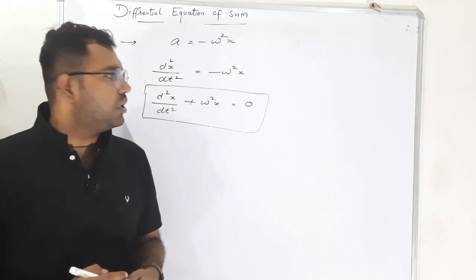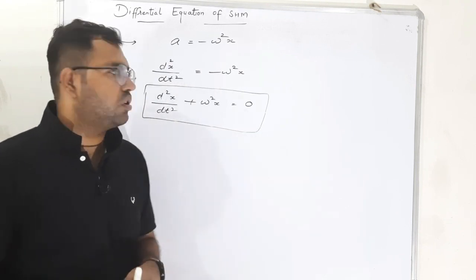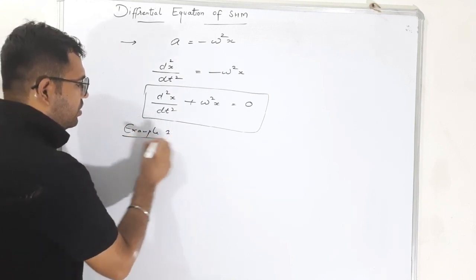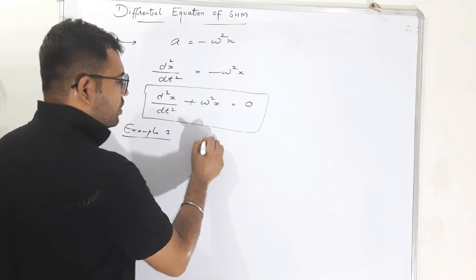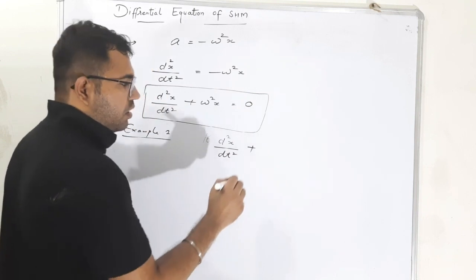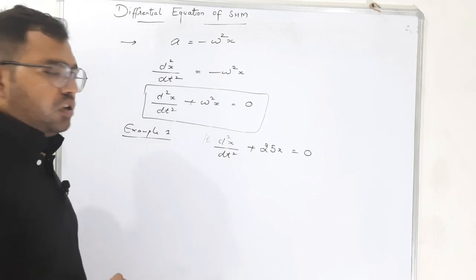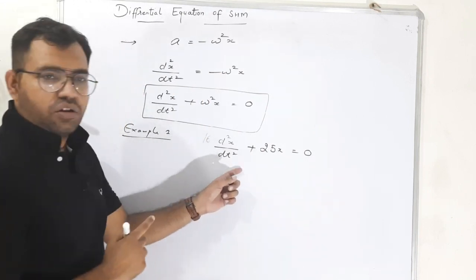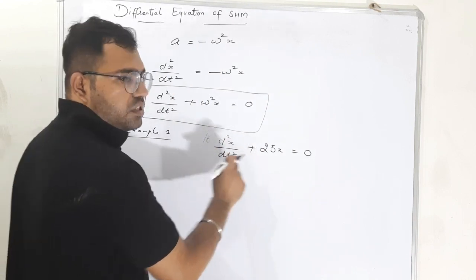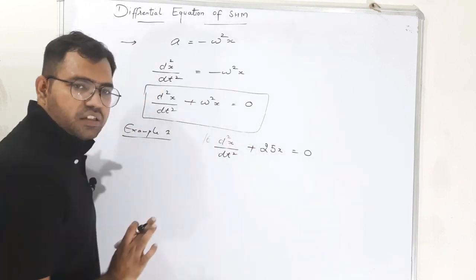Let's take some examples of how we can check whether the motion is simple harmonic or not. Example first. Let us suppose we are taking the equation 16 d square x by dt square plus 25x equal to 0. First of all, check whether it is harmonic or not. Compare it with d square x by dt square plus omega square x equal to 0. It means this is satisfying the simple harmonic motion.